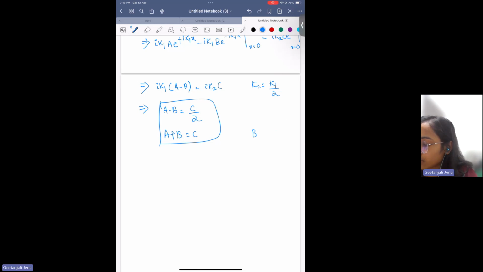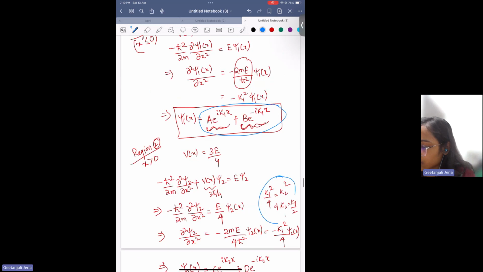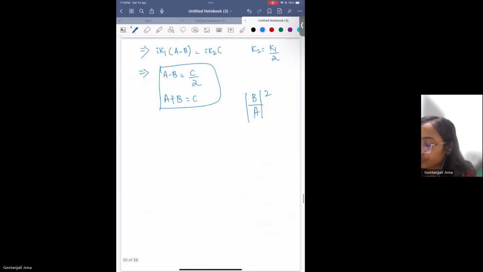To find out what fraction of particles gets reflected, this depends on the coefficient for the reflected wave b and the coefficient for the incident wave a, squared. So this is b by a squared. That means we have to calculate the expression for b by a. We will get b by a from here also.